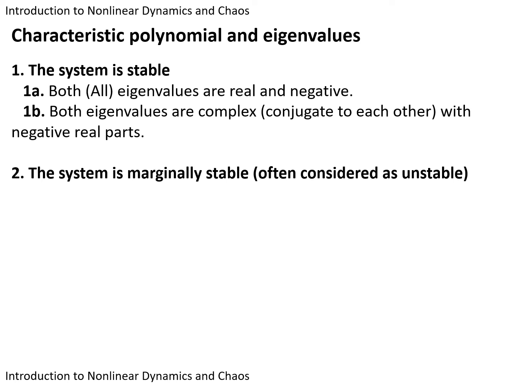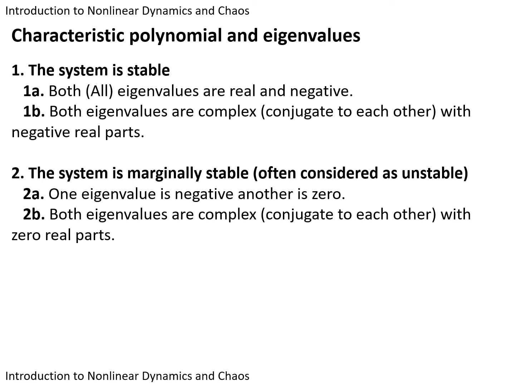Second case, the system is marginally stable, and often we can consider that this system is unstable, especially in engineering. System is marginally stable if one of the eigenvalues is negative real number and another is zero, or both eigenvalues are complex numbers conjugate to each other with zero real parts.